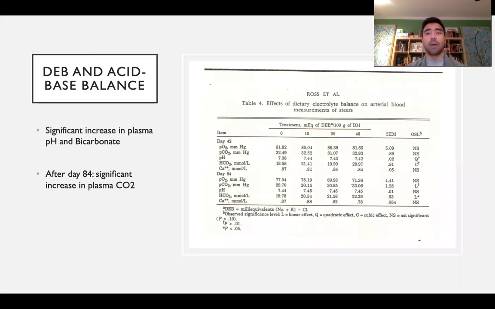He did observe, however, a significant change in pH values. As he increased the dietary electrolyte balance, he saw an increase in pH and an increase in bicarbonate concentration. After 84 days with increasing dietary electrolyte balance, he observed an increase in carbon dioxide concentration within the blood, and an increase in carbon dioxide represents an alkalinic state within the animal. So he was able to interact with the acid-base balance simply by changing the salts in the animal's diet.